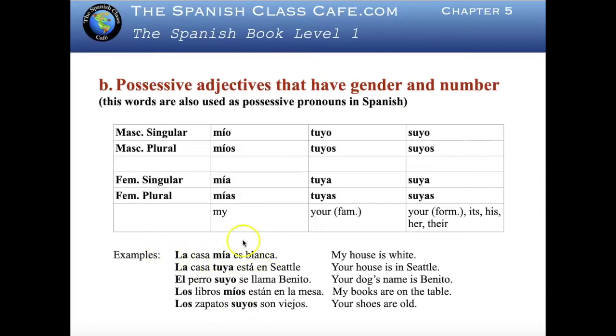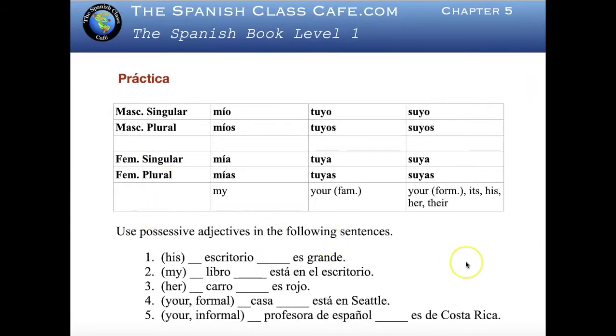Let's take the example of la casa mía es blanca. If I wanted to change this to plural, it will be las casas, everything changes to plural, las casas mías, you choose the plural one, and of course you have to change the verb, son blancas, and blancas will change also to plural. Okay, let's go and have a little practice.